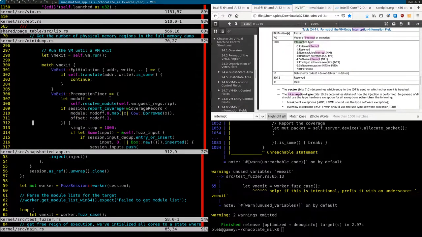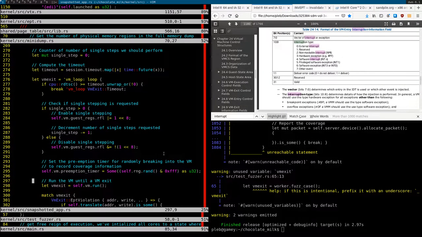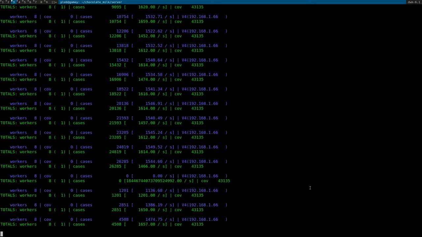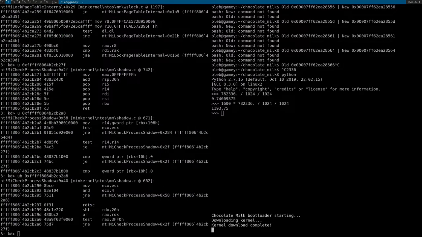Okay, it's not that. See if it's the preemption timer. If I set that to a much higher value, see if I got my perf. Nope. It's weird that it kind of like randomly drops.